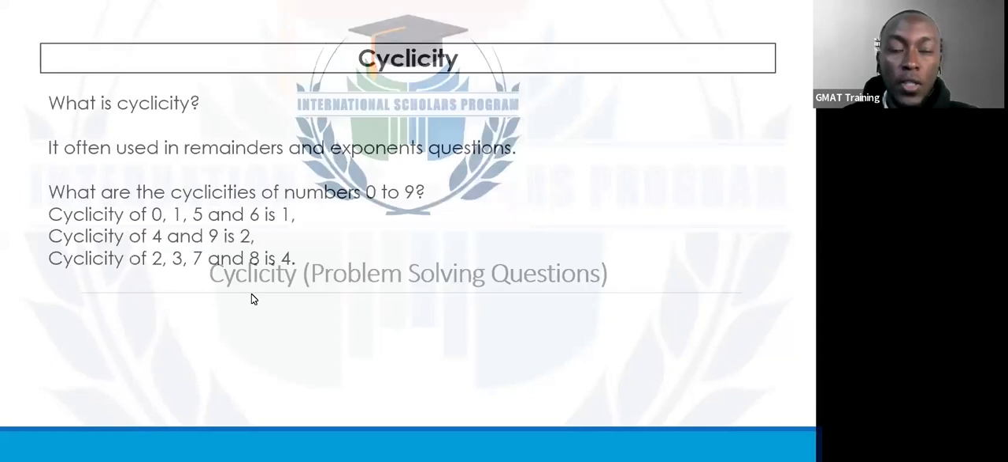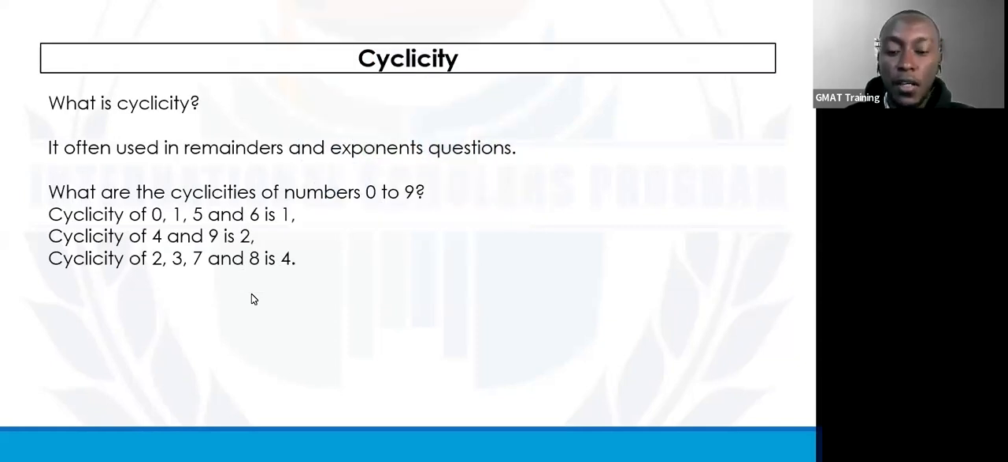So, what's cyclicity? Usually numbers with big exponents take a certain pattern, and we put focus on the last digit. This pattern is what we call the cycles of that number, and hence cyclicity. So it's often used in remainders and exponents questions. And I will say that in the practice question that we'll be doing later on after this slide. And the different cyclicities of numbers from 0 to 9.